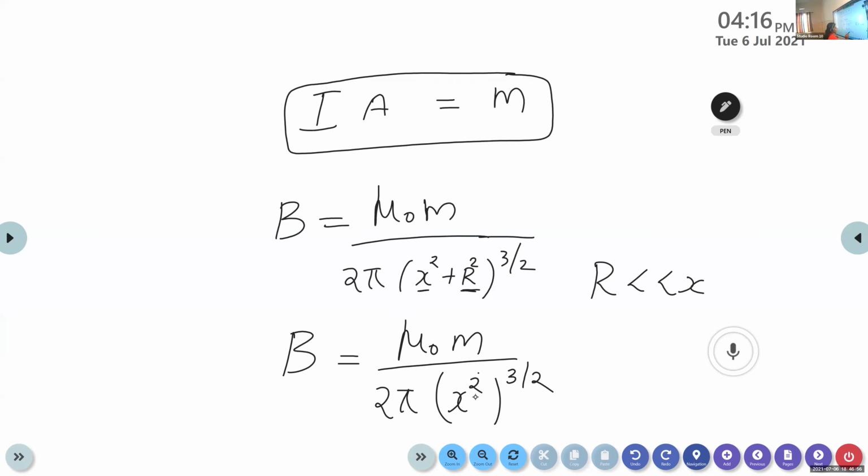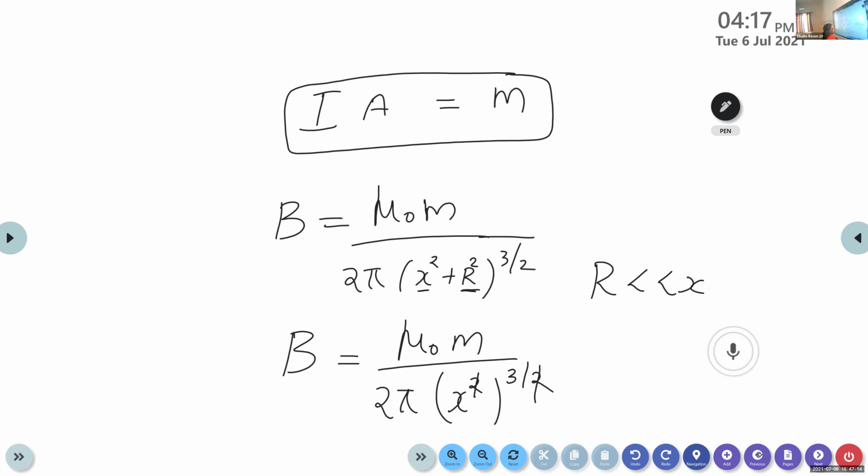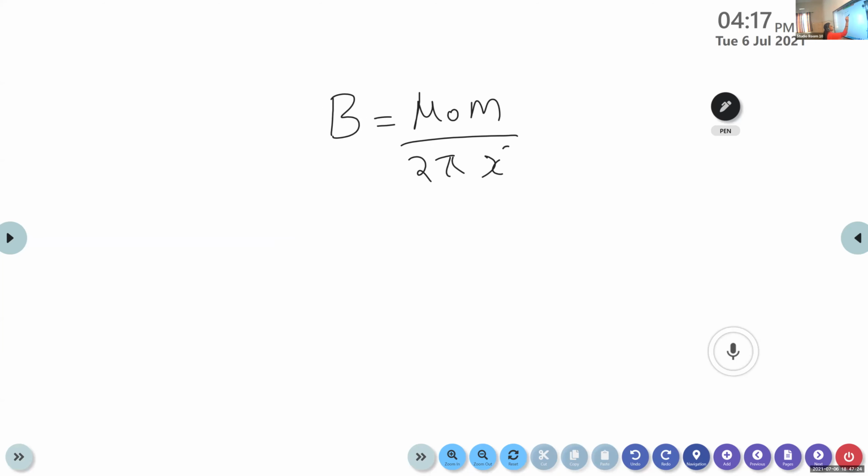Again, this 2 and this 2 cancel. So finally we get B is equal to mu 0 m divided by 2 pi into x cube. This square and this square cancel, and in the 3 by 2 here, this 2 and this 2 cancel. So B is equal to mu 0 m divided by 2 pi x cube.